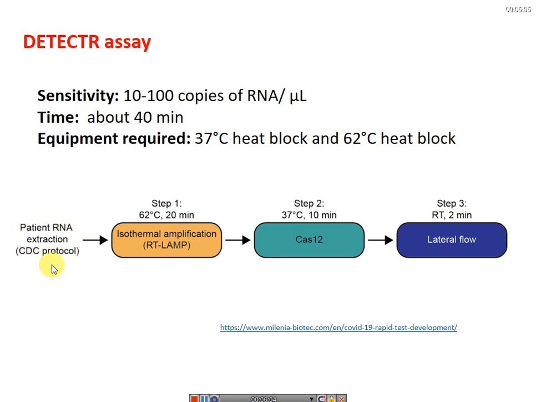You take the patient's RNA and carry out the isothermal amplification for 20 minutes, and then you mix the Cas12 and the reporter and incubate at 37 degrees Celsius for 10 minutes. Okay, and then you can perform the lateral flow, which takes about 2 minutes. So this is a very simple strategy using Cas12a and activating the collateral activity of these Cas proteins. You can cleave the supplied detector molecule and carry out the lateral flow.